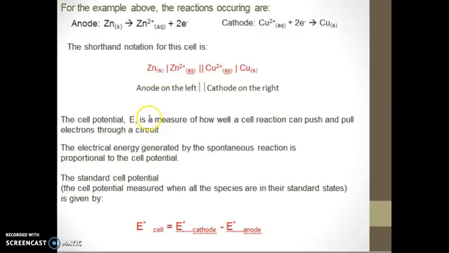The cell potential E is a measure of how well a cell reaction can push and pull the reaction through a circuit. The electrical energy is generated by a spontaneous reaction that is proportional to cell potential. A standard cell potential is measured when all the species are in standard state, that is given by E° cell is equal to E° of cathode minus E° of anode.